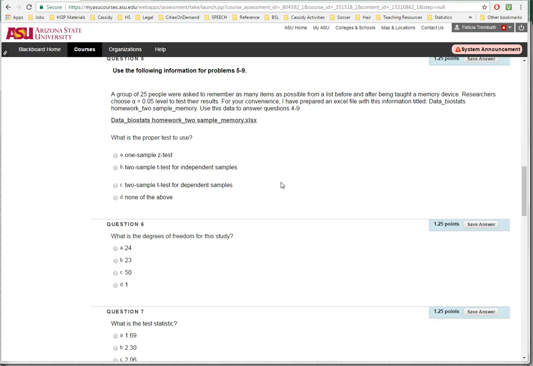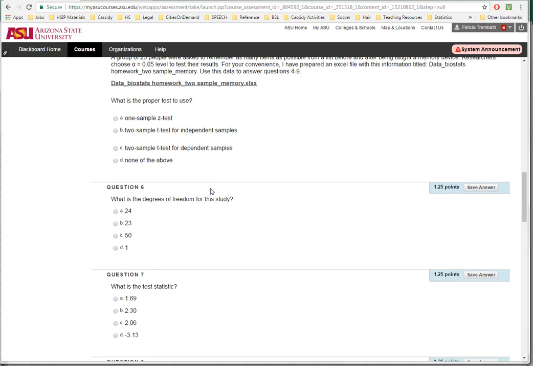Use the following information for problems 5 through 9. A group of 25 people were asked to remember as many items as possible from a list before and after being taught a memory device. Researchers chose alpha equals 0.05 level to test their results. We have an Excel file with this data. I've already opened the data file, so we'll go to that in just a minute, but let's answer the first question so we know what test we're going to use. What is the proper test to use? So let's think about this. We have 25 people, and they're being tested before and after being taught a memory device. So pre-test, post-test. That's going to be a 2-sample t-test for dependent samples. I've got 2 samples, and it's the same people before and after.